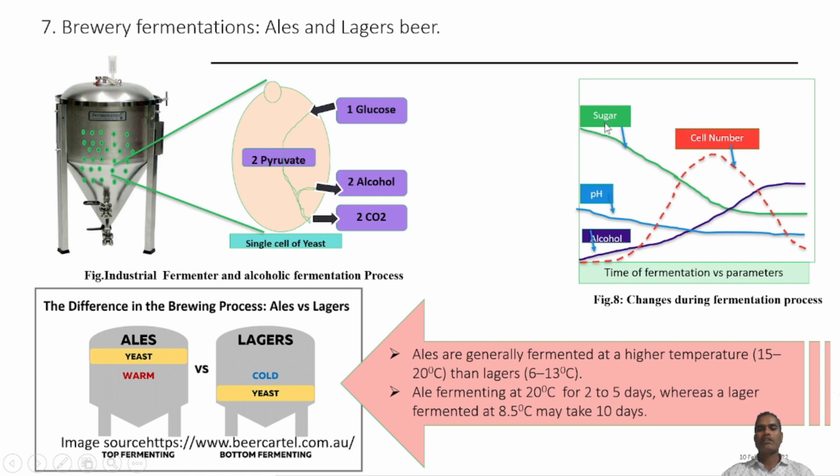You can see in this graphical representation the change of parameters with respect to time, in which the initial sugar percentage reduces with respect to time, pH also slightly reduces, and alcohol percentage increases with respect to time, depending on the sugar content.